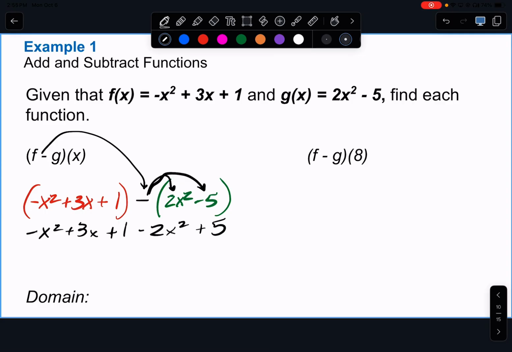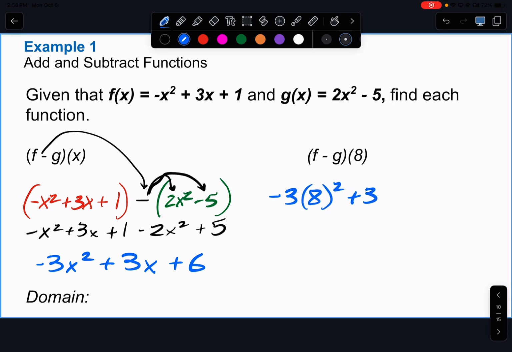I would like you to go ahead and finish this out. Find what our combined function is, and then evaluate it for x equals 8. Okay, you should have that when you go to plug it in.